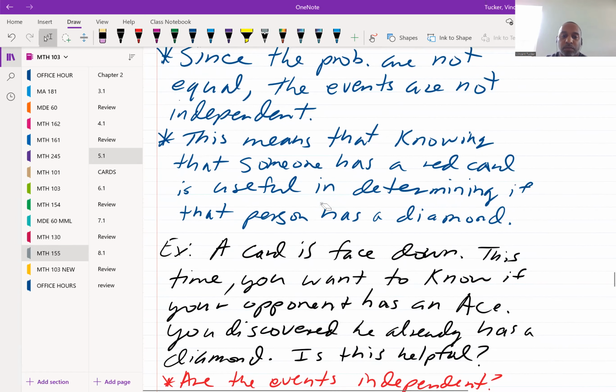All right. So next one, the card is face down. This time you want to know if your opponent has an ace. You discover he already has a diamond. Is this helpful?